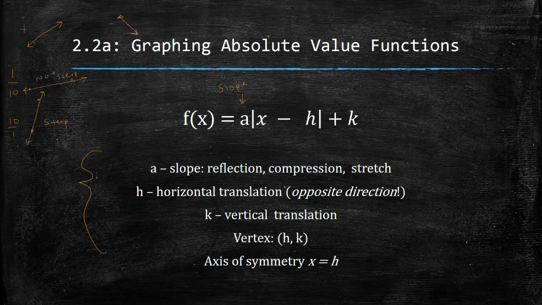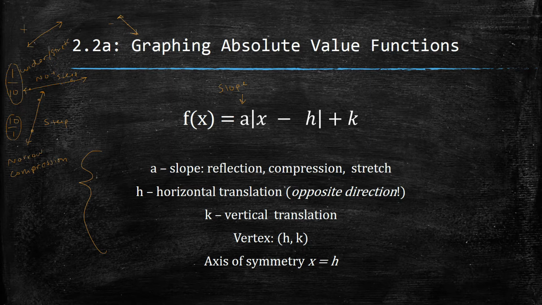One thing that you need to notice is that when you have a fraction here, it's actually going to make your graph wider. So that's considered a stretch. If you have a whole number here, like you see here, it makes it very steep, so it changes very quickly. So it's going to make your graph more narrow, and we call that a compression.